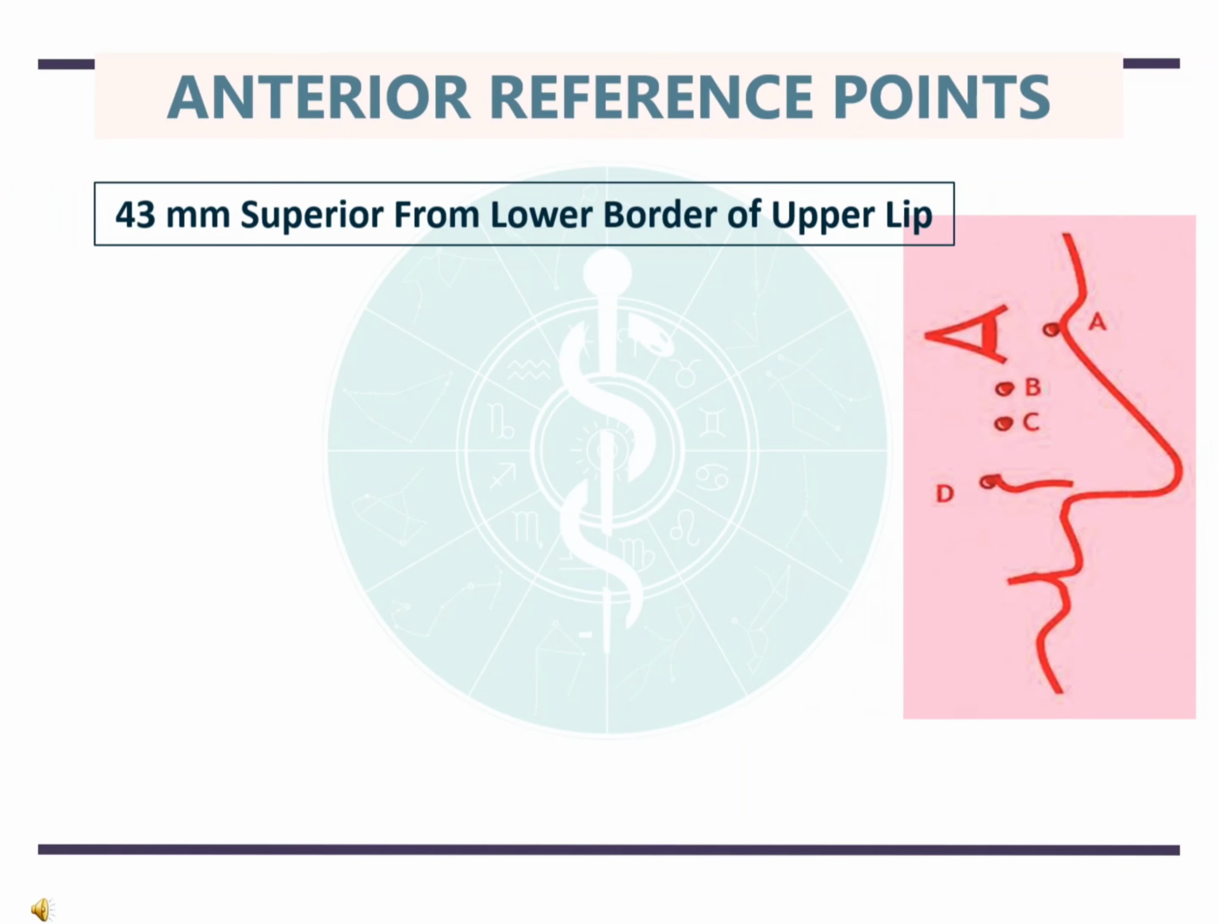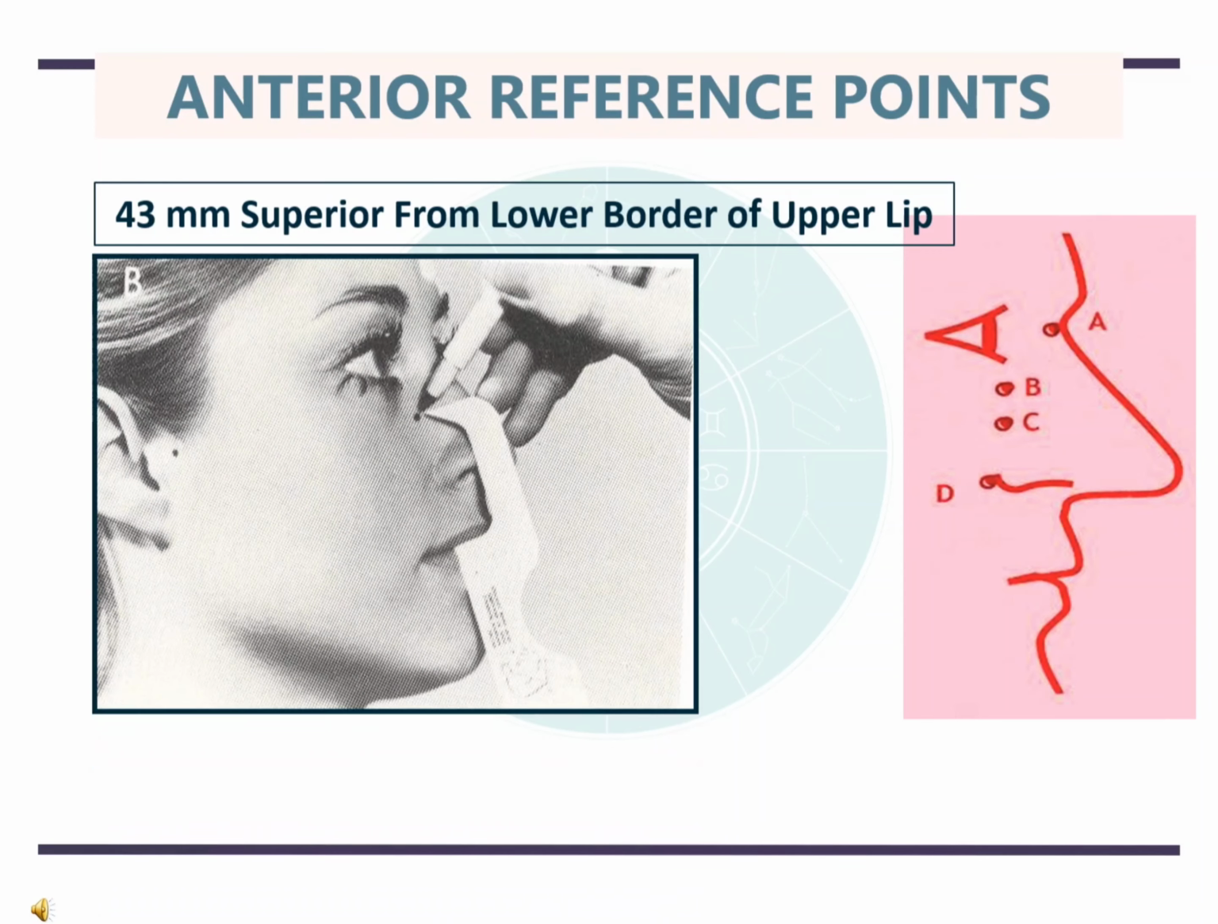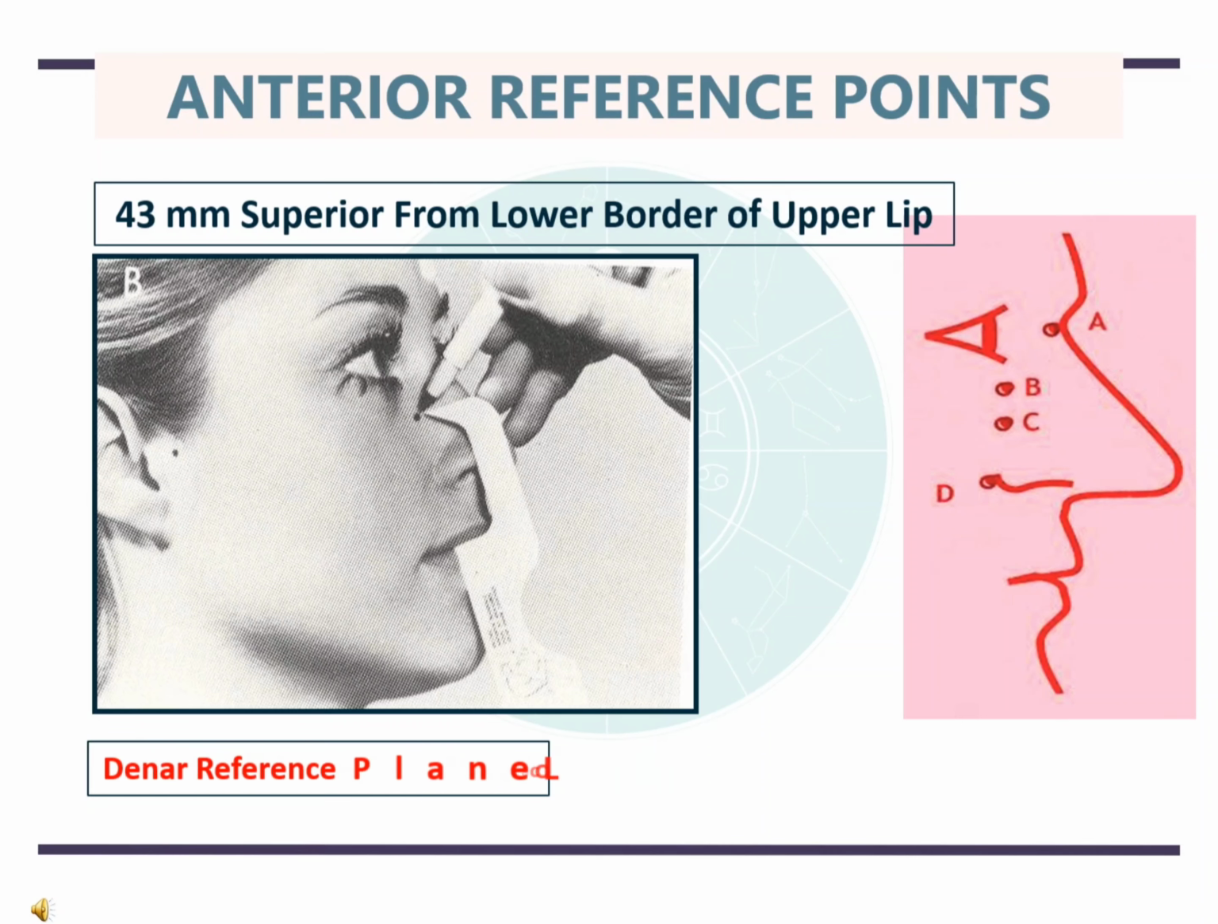Next is the 43 mm superior from the lower border of the upper lip. Guichet has emphasized that the logical positioning for the cast on an articulator would be one which would position the plane of occlusion near the mid-horizontal plane of the articulator, that is 43 mm superior from the lower border of the upper lip. This is termed the Denar reference plane locator.